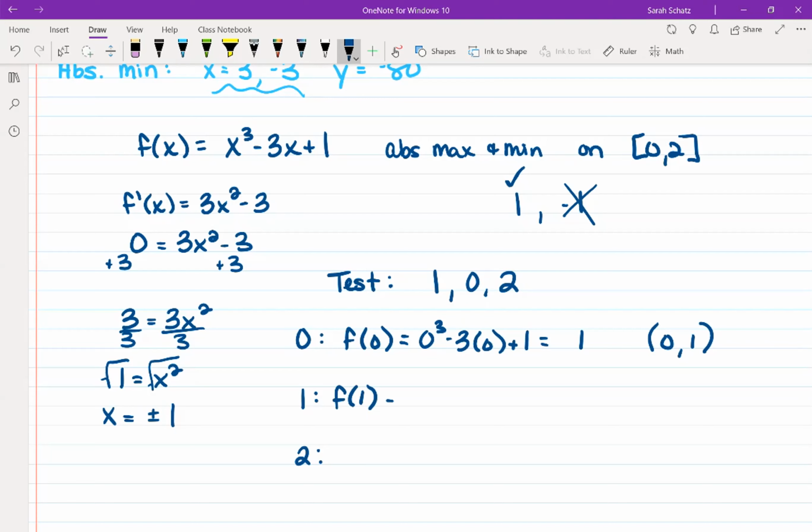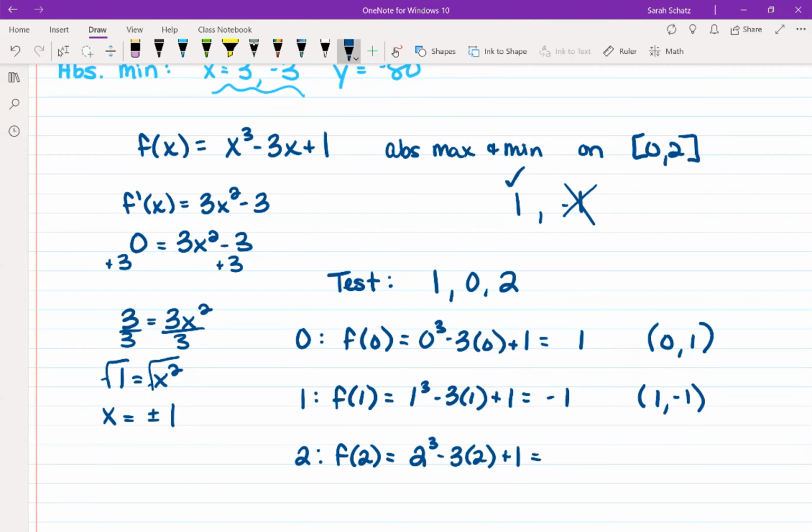Let's test the 1. When you put a 1 into the function, I get 1 cubed minus 3 times 1 plus 1. So that's going to be 1 minus 3 is -2 plus 1 is -1. So what does that look like? It looks like I had an x of 1 and a y of -1. Let's try 2. You're going to get 2 cubed minus 3 times 2 plus 1. So 2 cubed is 8. So 8 minus 6 is 2 plus 1 is 3. So at this point, I have x equals 2, y equals 3.